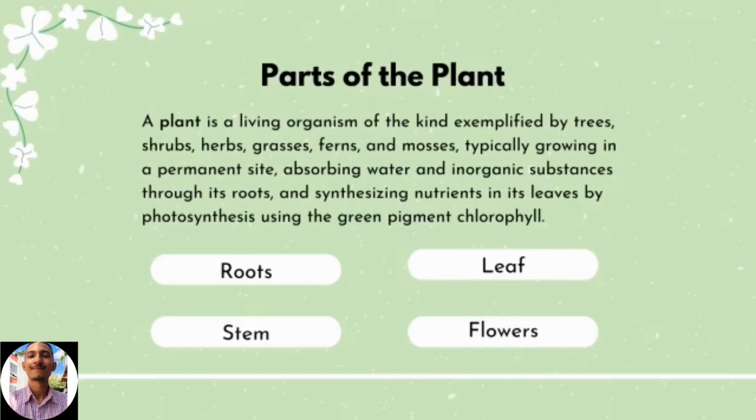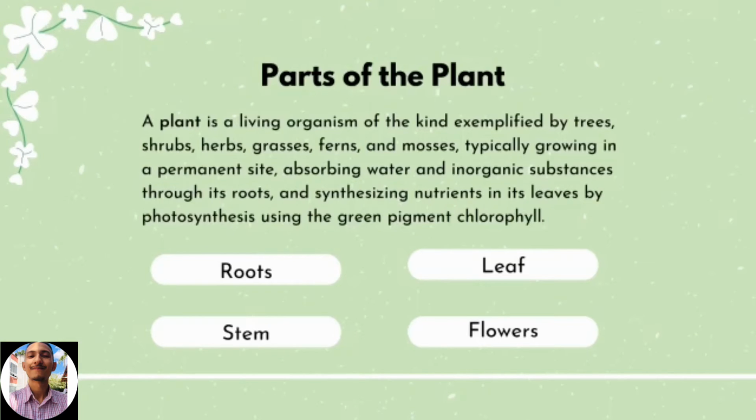First, we have the roots. The roots of a plant grow in the ground and are responsible for pulling both water and minerals to the plant. They expand in the ground to increase the surface area for water absorption. They also anchor the plant into the ground for stability.